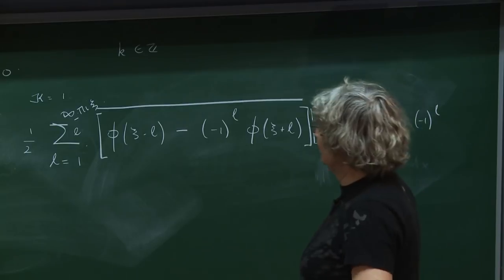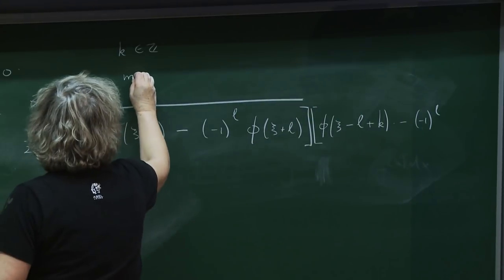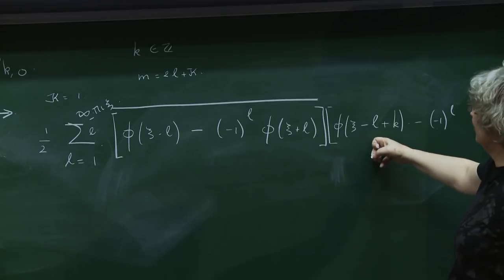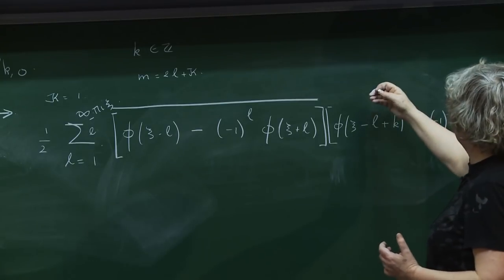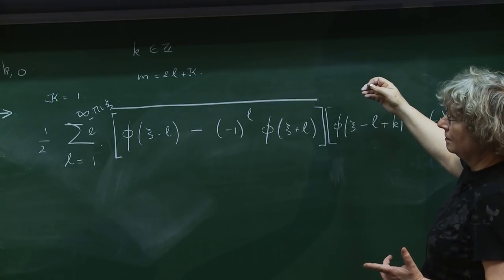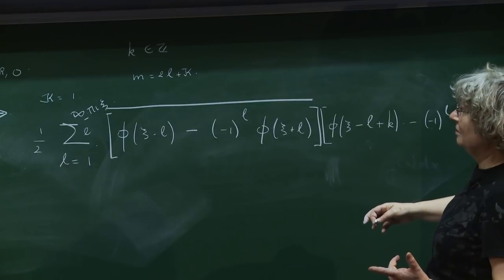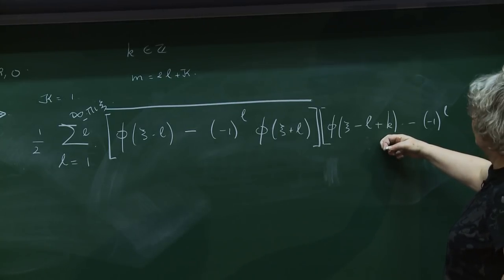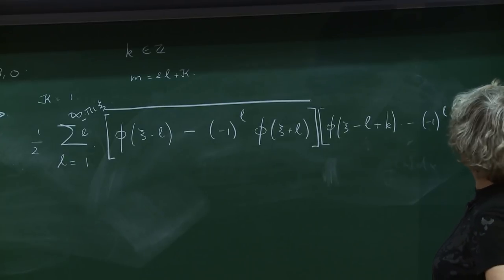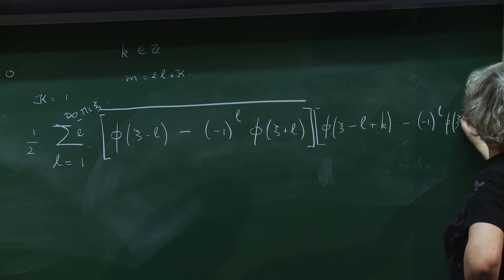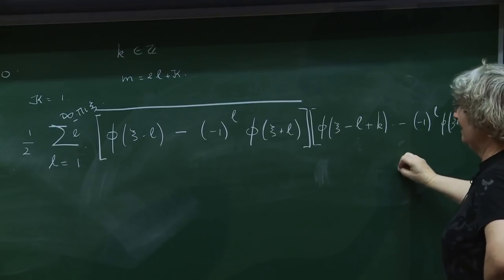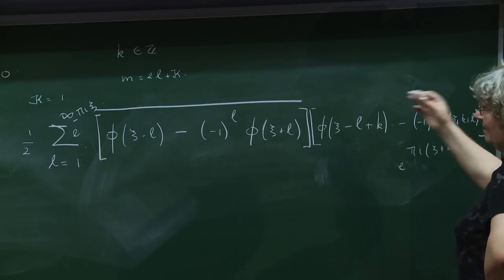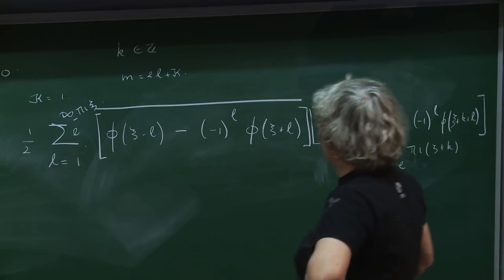Okay, I'm getting confused. I have to take my m equals 2L plus kappa, and so I have here, and change xi to xi plus k, so xi plus k minus L plus. Okay, thank you. And then I have an e to the pi I xi plus k kappa. But kappa is 1. Okay, fine. Wonderful.